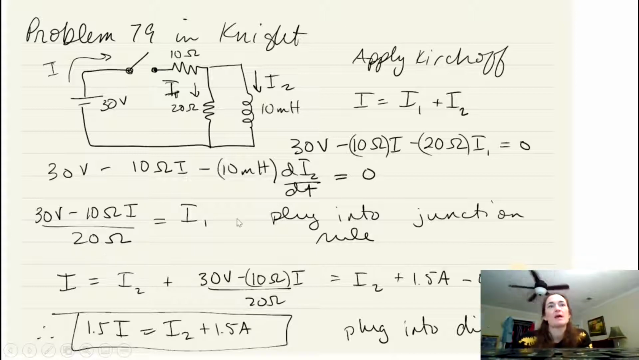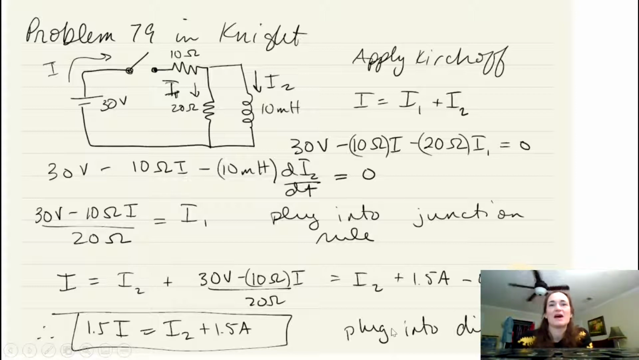Now I'm going to take that and plug it back into my junction rule so that I'll have I just in terms of I2. So here I have I is equal to, plugging back into my junction rule, I2 plus I1, where I1 is 30 volts minus 10 ohms times I divided by 20 ohms. When I simplify, that gives me the equation I equals I2 plus 1.5 amps minus 0.5 times I.